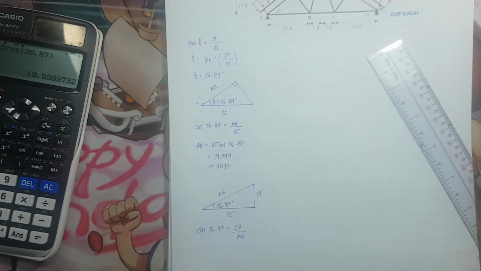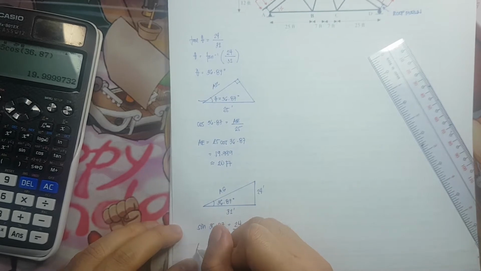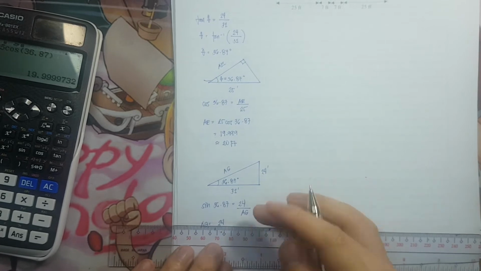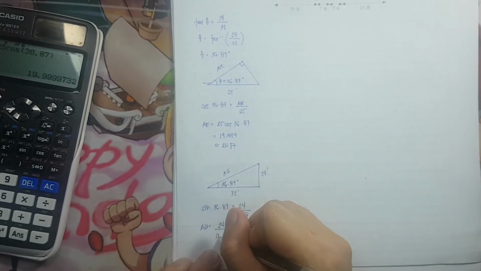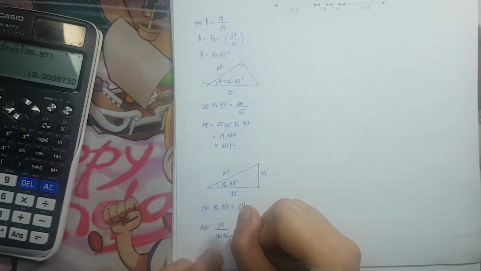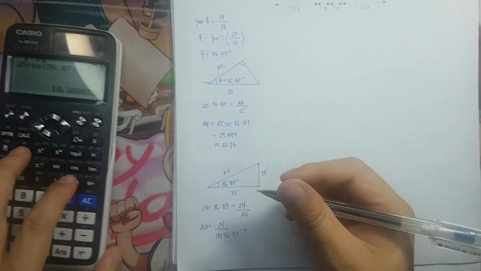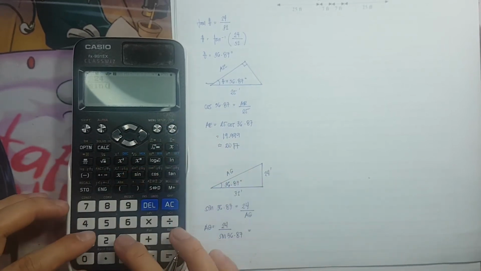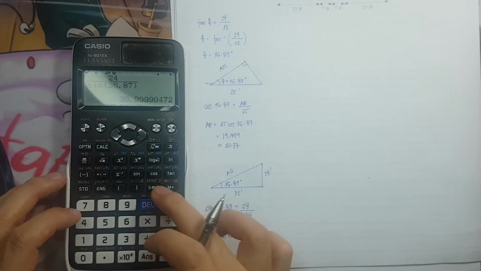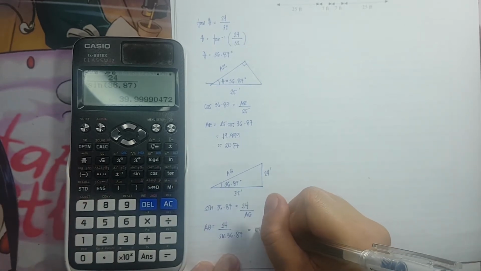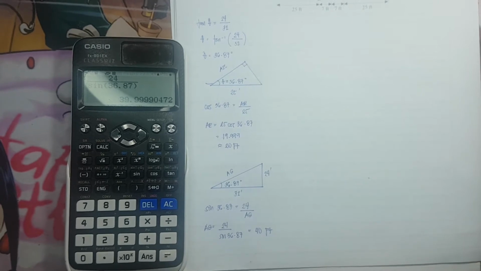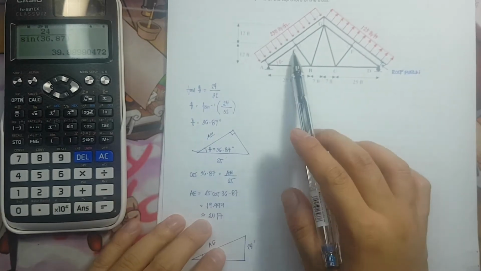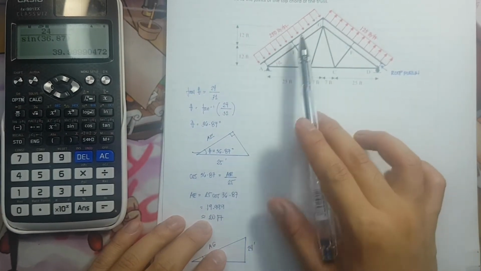And we have AG is equivalent to 24 over sine 36.87. AG therefore is equivalent to 24 over sine 36.87, and that is equivalent to 40 feet. Okay, so they have the same length. AE and EG have the same length.